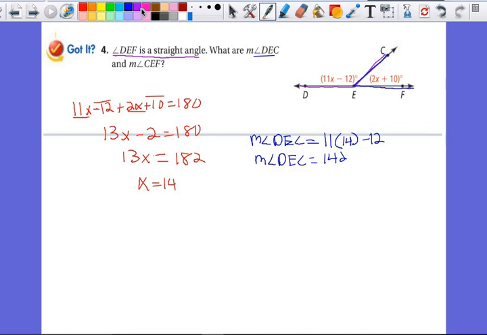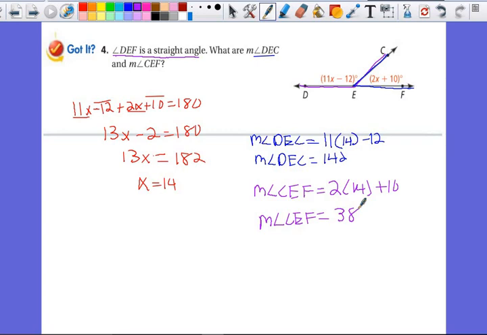All right. The next angle that we need to find is angle CEF. If I'm finding the measure of angle CEF, then I need to take 2, multiply it by that same 14, and add 10 to it. So if we do that, we get 2 times 14 is 28, and 28 plus 10 is 38.